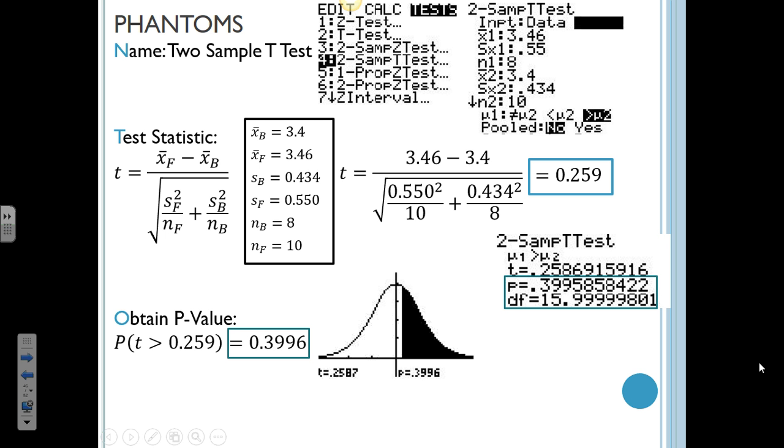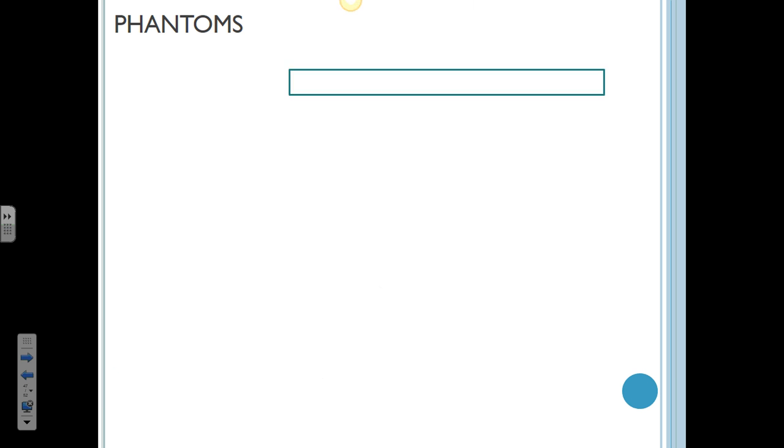Now up here I was a little fancy. I put this in. You should at least have this piece, correct? I just shaded the normal curve. You can do that if you wish, but definitely have what's in the red box. So we're going to make our decision, right? 0.3996 is greater than 0.05. Fail to reject H0.